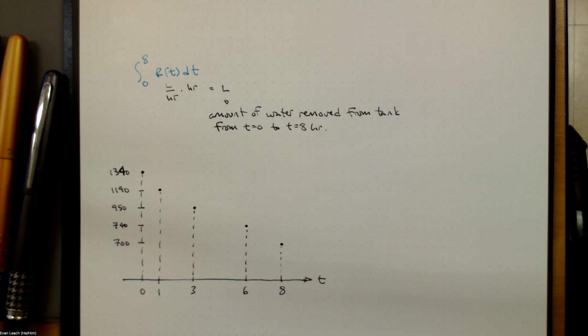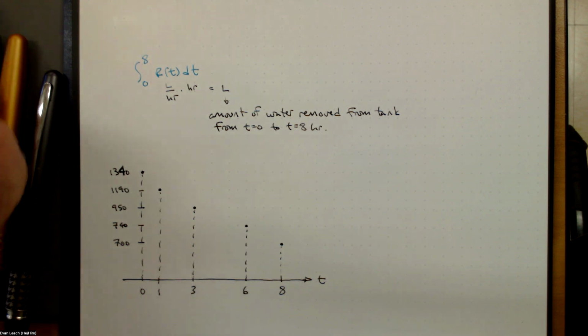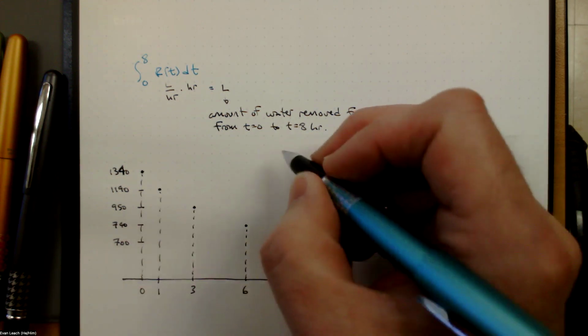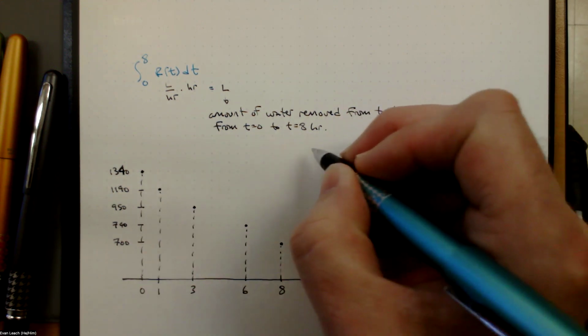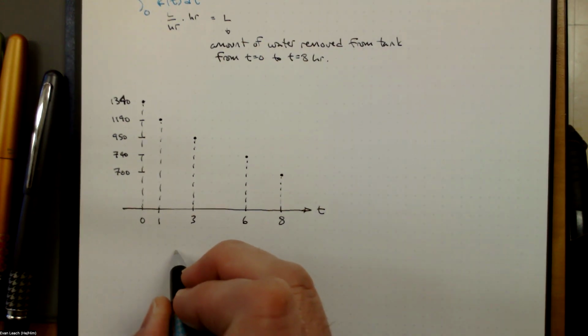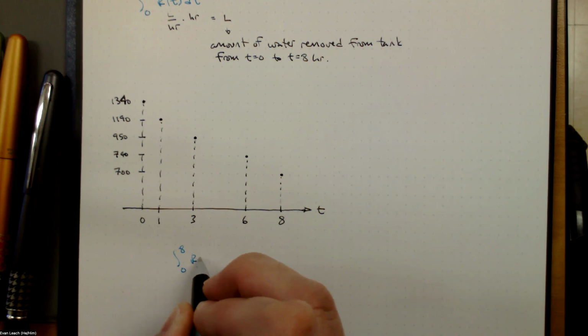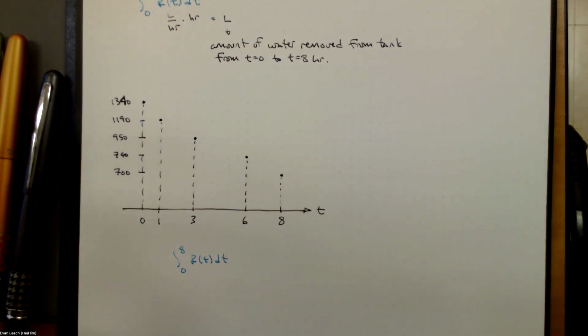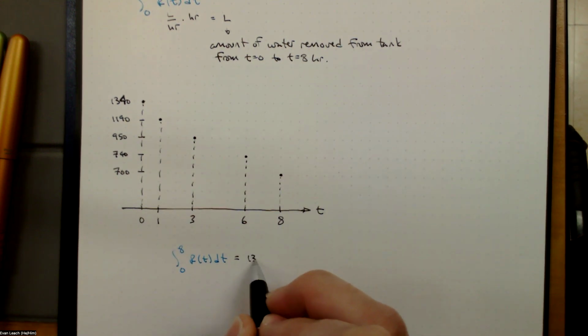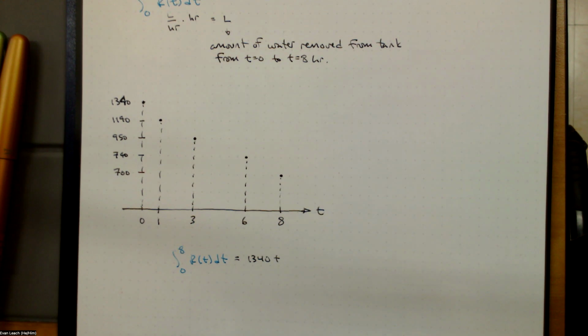My math is showing once again because I'm just evenly spacing all these unevenly spaced values. So one calculation that we could do is just use 1340. So the integral from 0 to 8. One strategy that I saw was to say, just use 1340 for an hour.